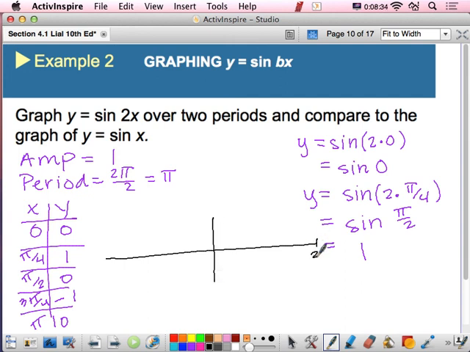Okay, if I still let this be 2 pi, just to give you an idea of what happens on this graph, now my period is really small, so it's going to wave up and down a lot faster. So this is half pi, that's a quarter of pi, and that's 3/4.